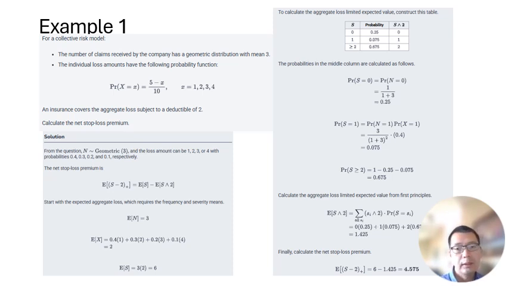Now let's look at the probability in the middle column, which is calculated as follows. If the aggregate loss is S equals 0, it means your frequency is equal to 0. That's the probability of M equals 0. In this case, we know the probability N equals 0 will be 1 over (1 + 3), which equals 0.25.